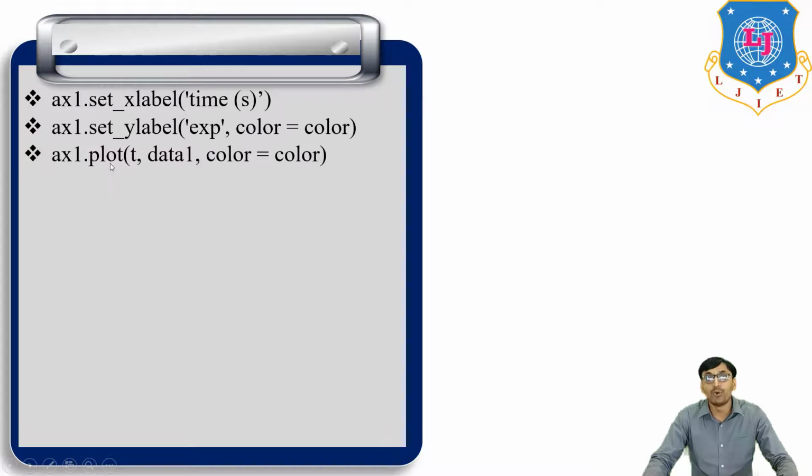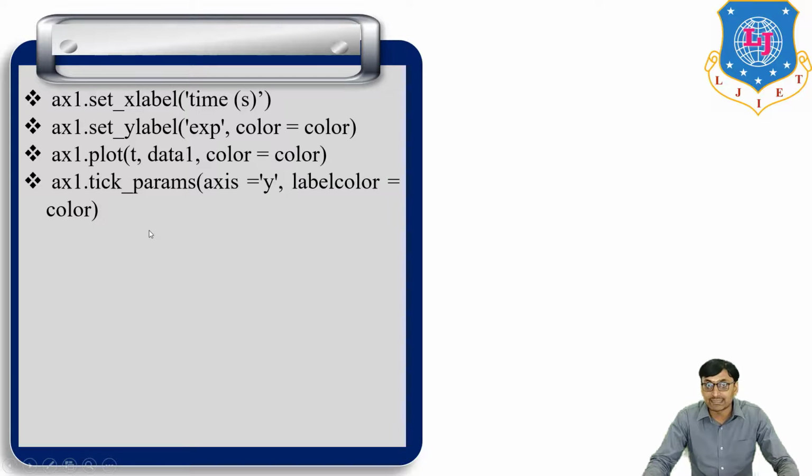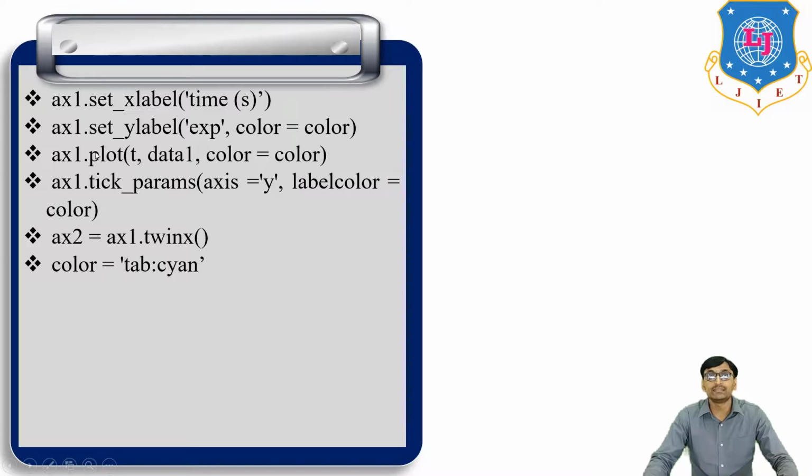Then ax1.plot in the bracket t, t means data, starting point, end point, and step, then data1 and color is equal to color. Okay, and ax1.tick_params, that is axis is equal to y and labelcolor is equal to color. So in the y-axis all the readings are also in orange color. This is about the first graph.